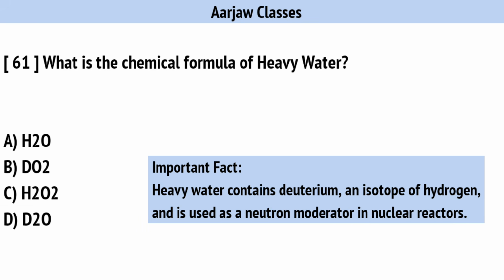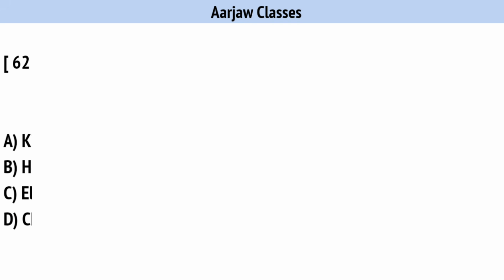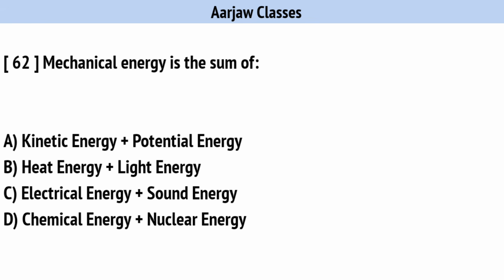What is the chemical formula of heavy water? Correct option is D. D2O. Mechanical energy is the sum of? Correct option is A. Kinetic energy plus potential energy.